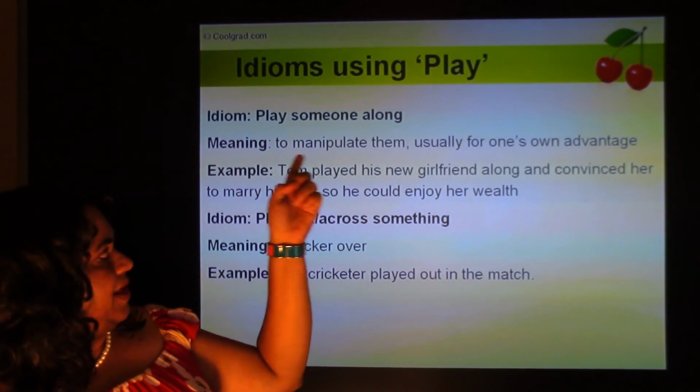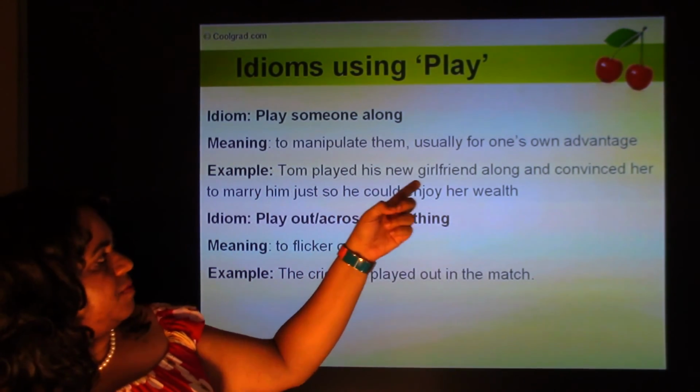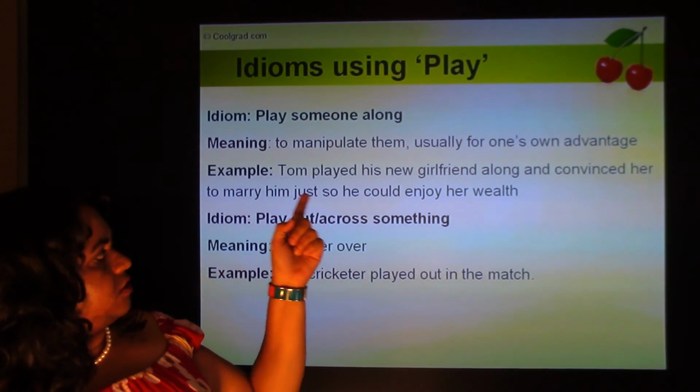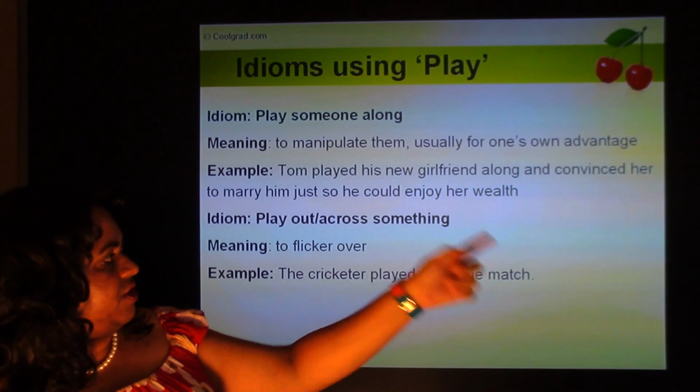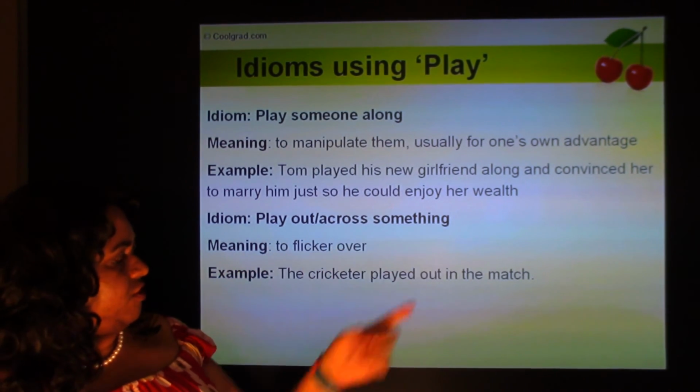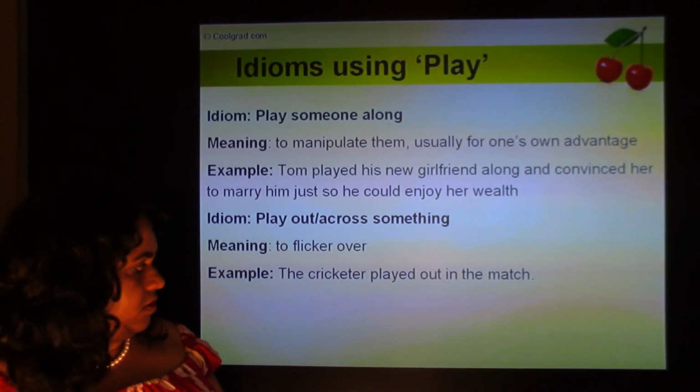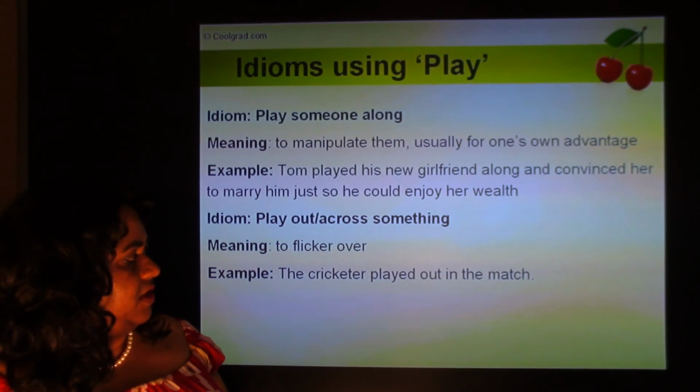Idioms using play. Play someone along means to manipulate them, usually for one's own advantage. Tom played his new girlfriend along and convinced her to marry him just so he could enjoy her wealth. Play out or across something means to flicker over. The cricketer played out in the match.